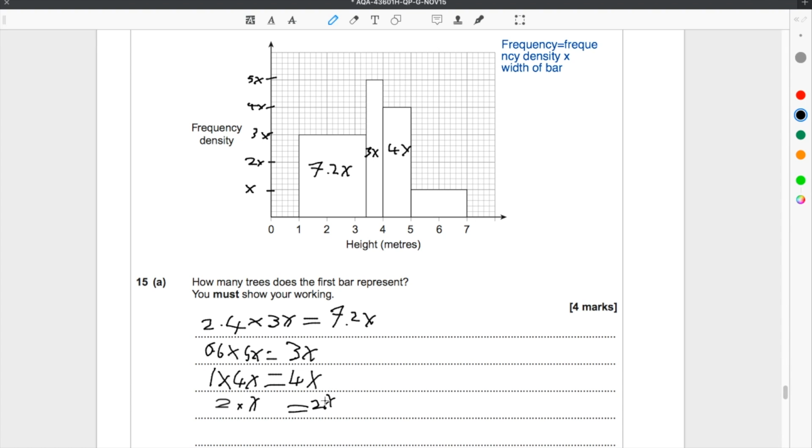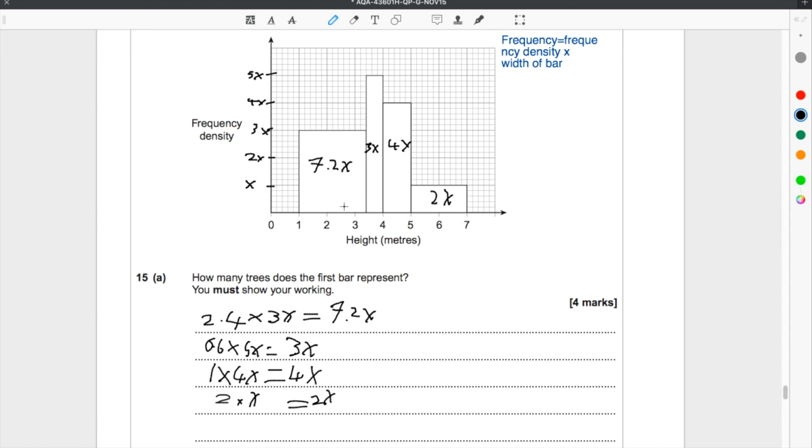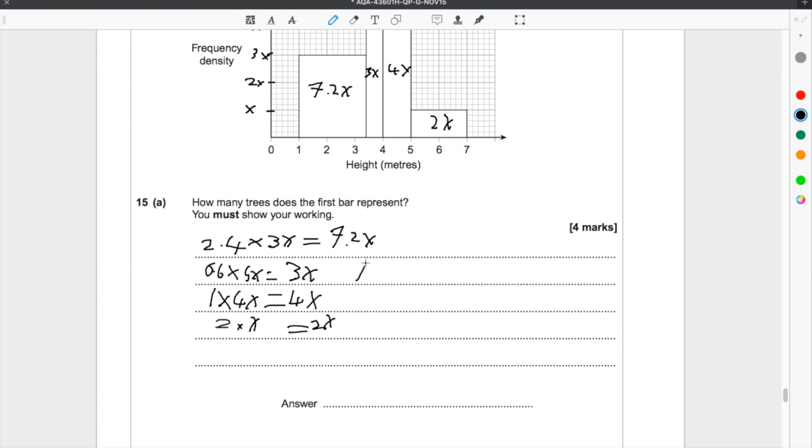So now we can form an equation, because we know that the total frequency given to us in the question is 81. So all of these areas of the bars, which represent the frequencies, added together, gives us 81. So 7.2x plus 3x plus 4x plus 2x will actually give us 81. And if we add all the x's together, using our calculator, 7.2 add 3 add 4 add 2 is 16.2.